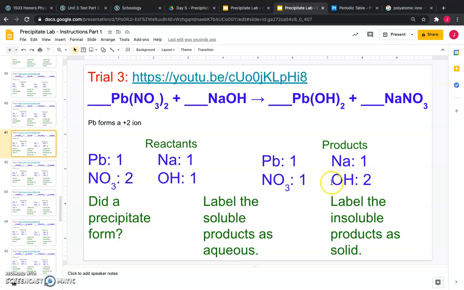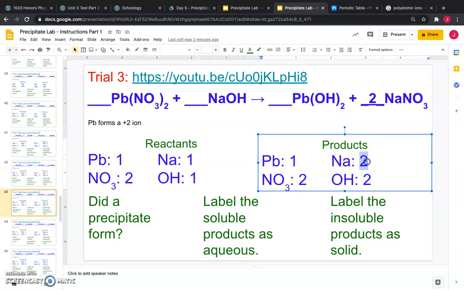Okay, and so then let's continue with our atom accounting. We want to adjust the number of nitrate atoms, because we have 2 over here and only 1 over here. So we'll do that by putting a 2 in front of NaNO3. And that's going to change the number of sodium atoms to 2, and also the number of nitrate atoms, so 2 and 2.